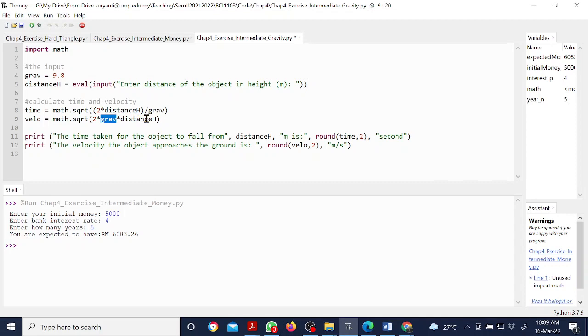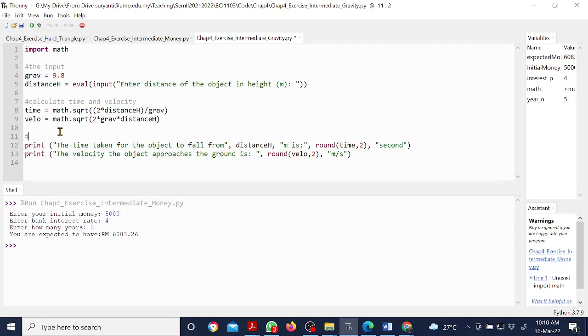Times distance height. My variable for distance height is from here, which is distance h, so I put distance h here. Now I have velocity. After I calculate the velocity, I need to print the time and velocity.